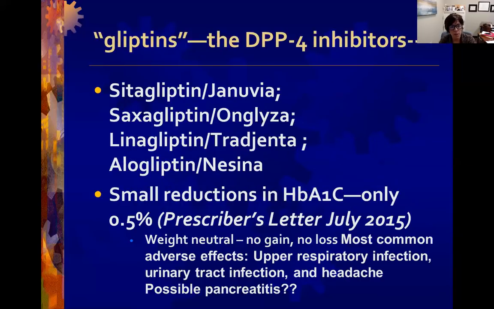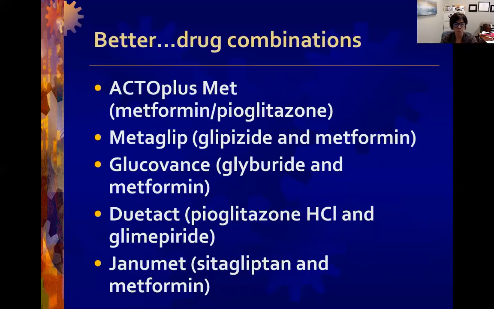So again, sitagliptin, saxagliptin, linagliptin. They reduce the A1C by about 0.5%, weight neutral. Most common adverse effects: upper respiratory infections, UTIs, headaches, possible pancreatitis. That's questionable. Again, I just put these on here for combinations, just in case you see them on clinical and think, I never learned this drug.